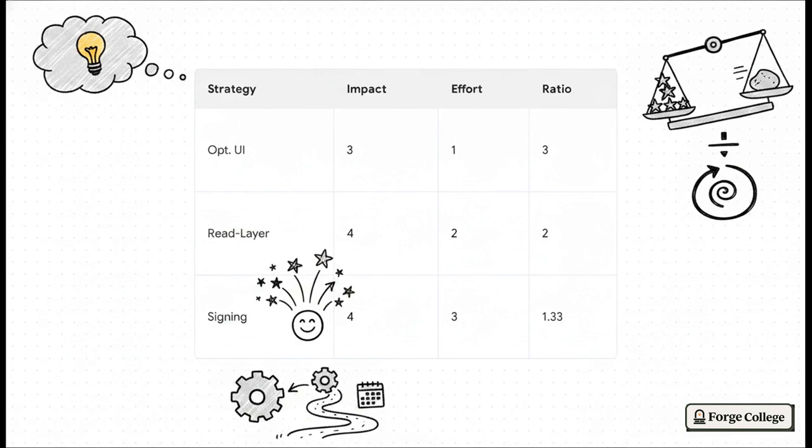Take a look at this matrix. We score each fix on a scale of 1 to 5 for both impact and effort, and then we just divide them to get a ratio. This is a game changer because it literally forces you to prioritize high-leverage, low-effort work first.